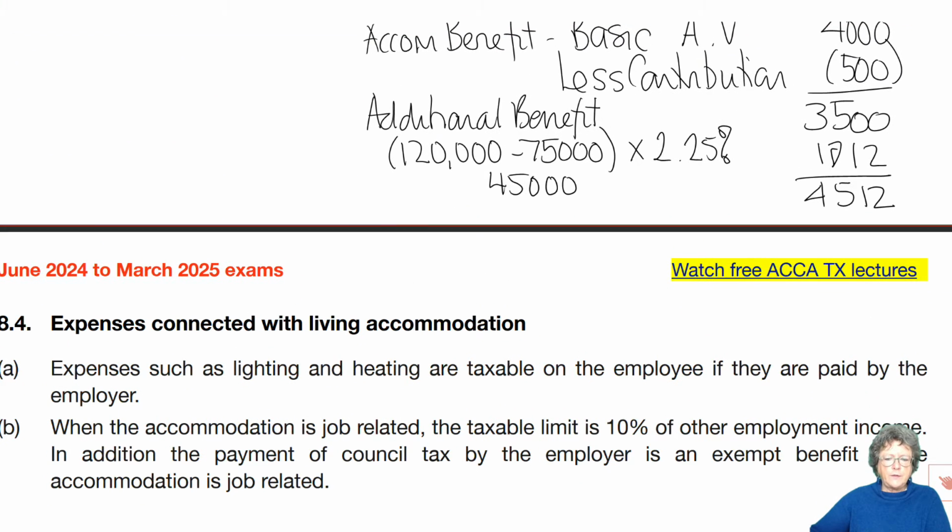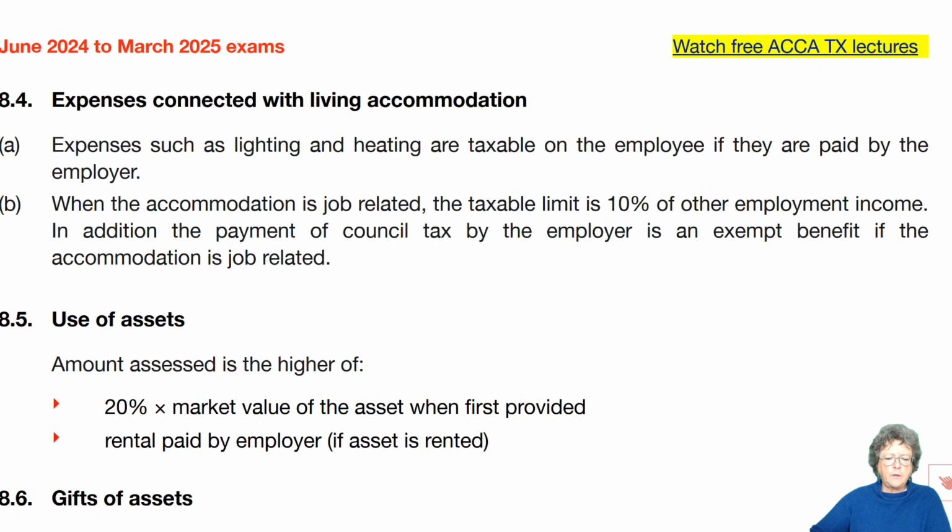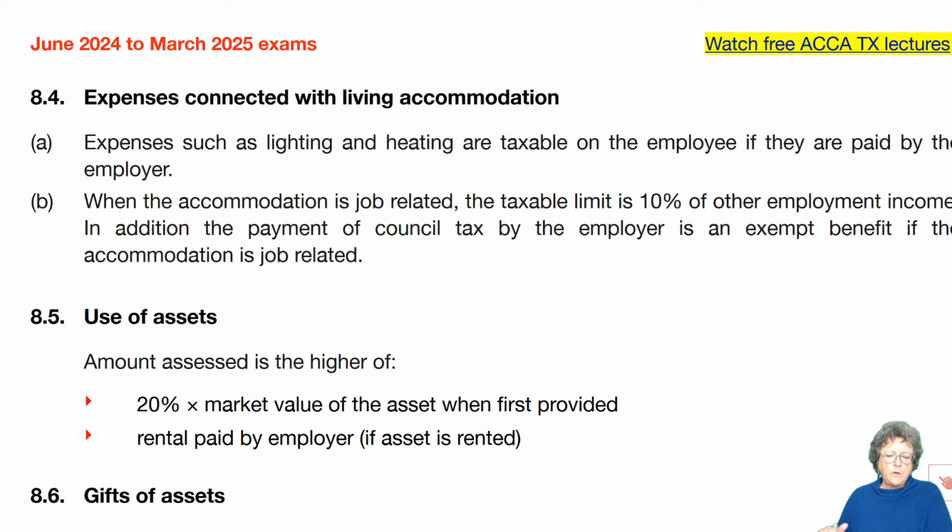Now, together with this basic and additional expenses, there may be some other expenses listed in the question, such as light or heat that have been paid by the employer. If that's the case, then you need to add those in exactly as they are. But when the accommodation is job related, it's slightly different. The taxable limit is 10% of other employment income.